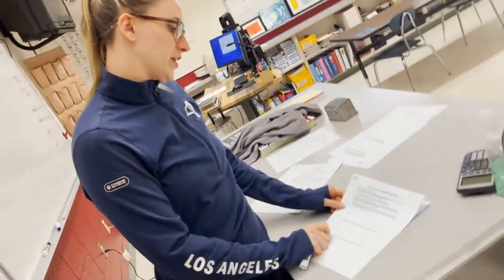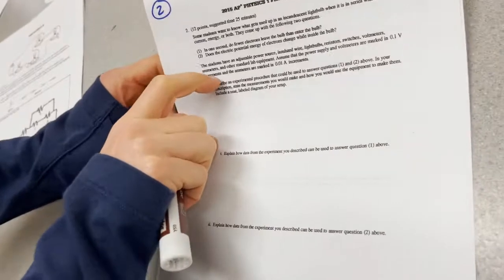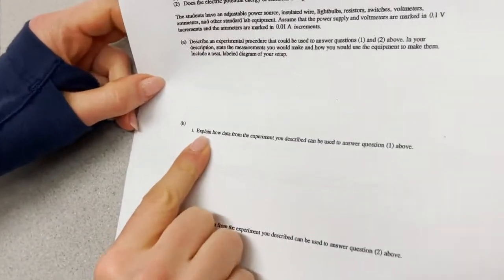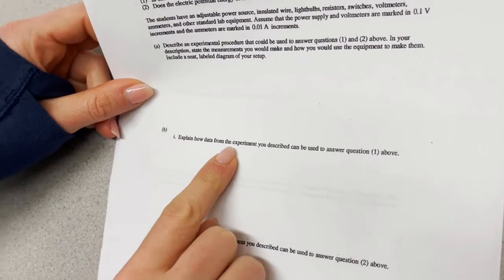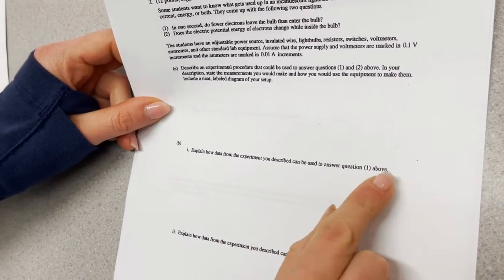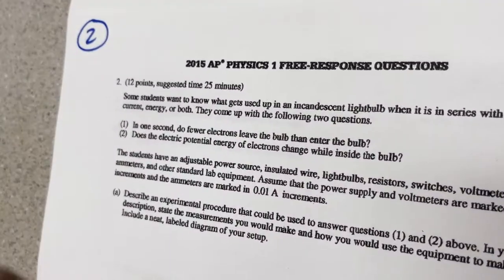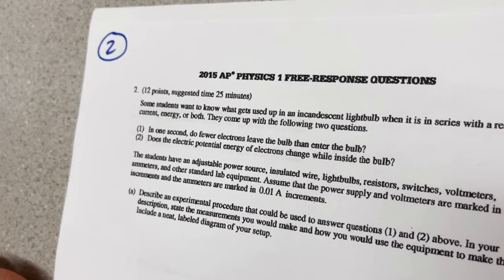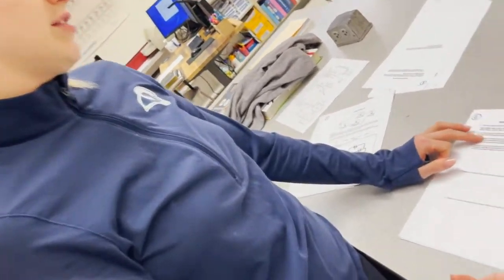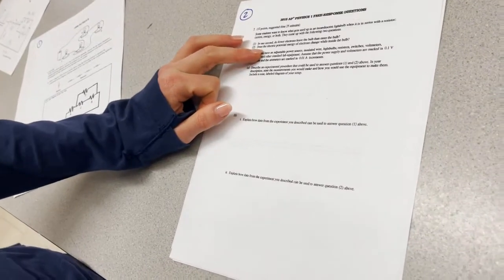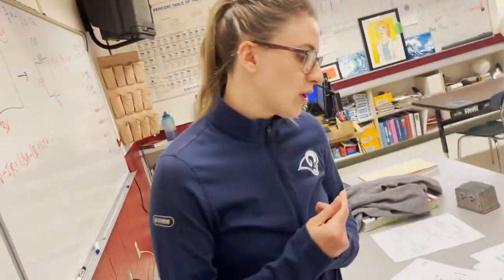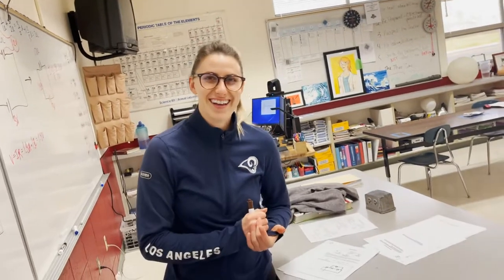Let's look at the next question here. Once you write your description, your procedure, this question says explain how the data from the experiment you described can be used to answer question 1. So here's where you'll describe how what you're doing answers the first one. And question 1 is, in 1 second, do fewer electrons leave the bulb than enter the bulb? And then for number 2, that's when you answer the student's question: does the electric potential energy of electrons change while inside the bulb? Now, when you hear these questions, you should say no and no, right?